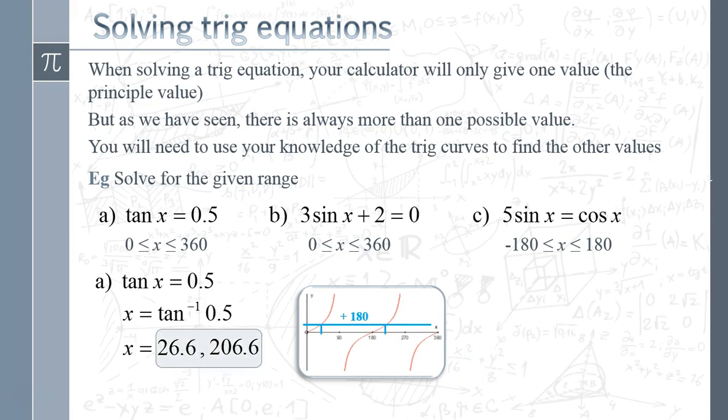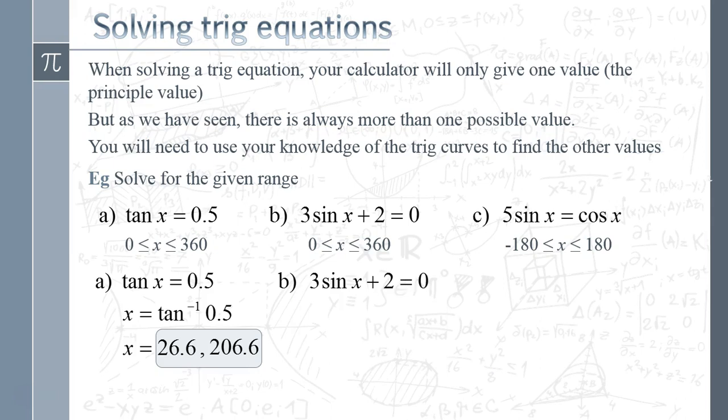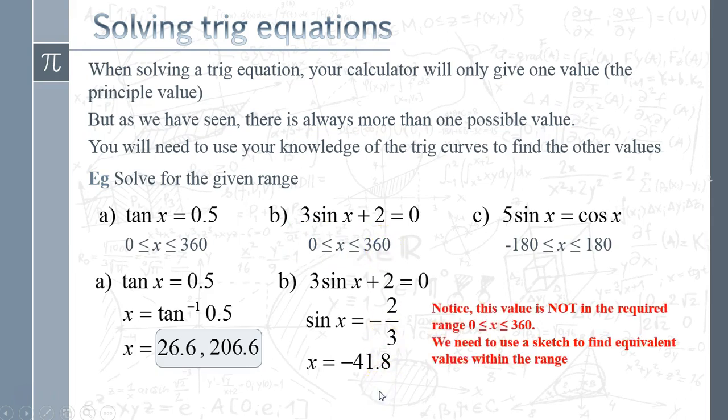All fairly straightforward. Now we've got an equation that's starting to look a little bit more complex, but all we've got to do is a simple bit of rearranging. So take the 2 over, divide by the 3, and you get sine x equals minus 2/3. Now the inverse of that, so sine to the minus 1, and we get x is minus 41.8. Again, that's the value off the calculator, but if you look at it, we need values that are between 0 and 360, and that minus 41.8 is not in the range that we want.